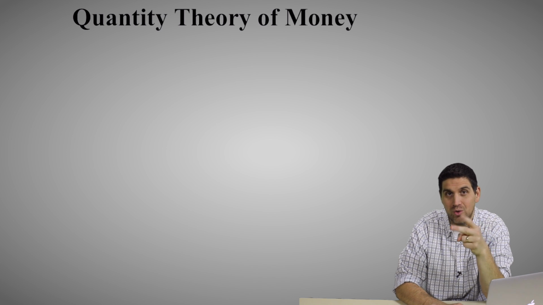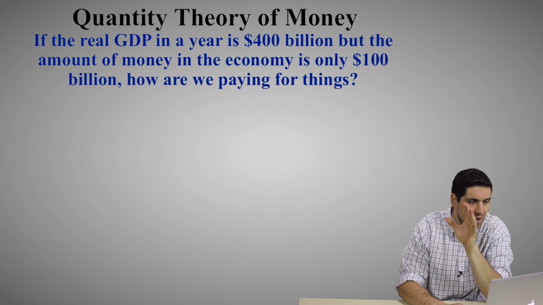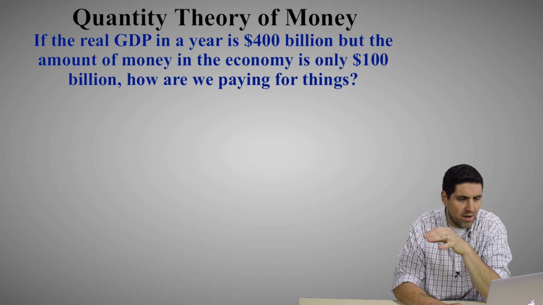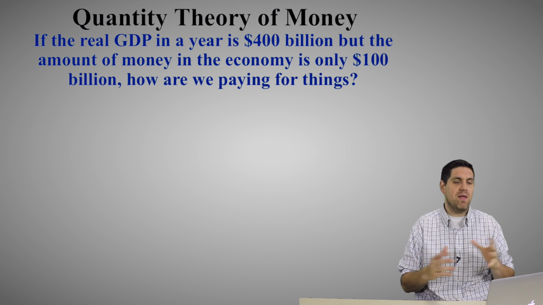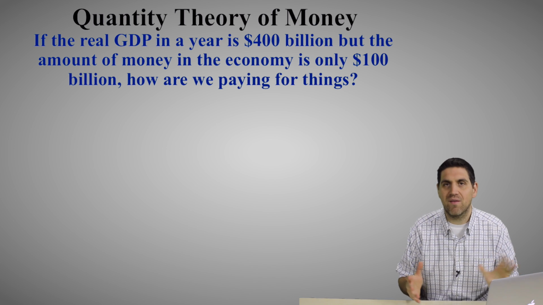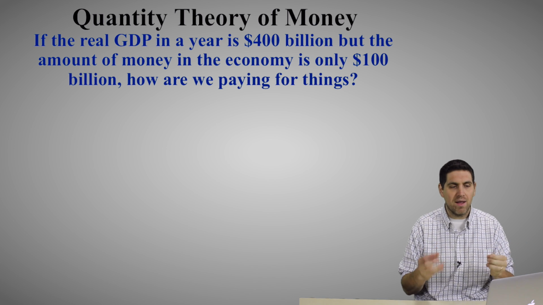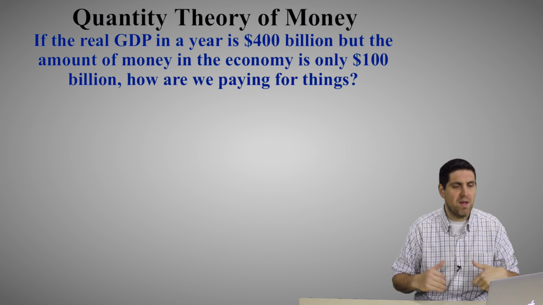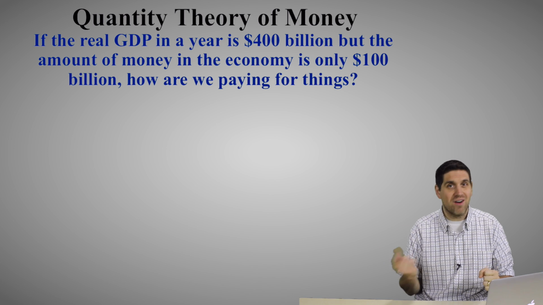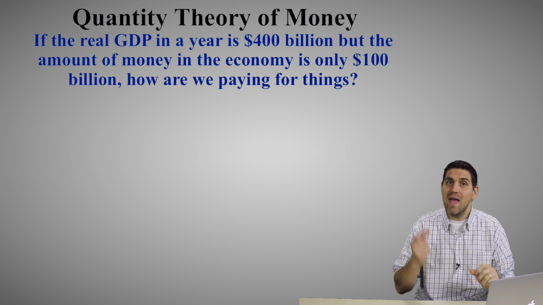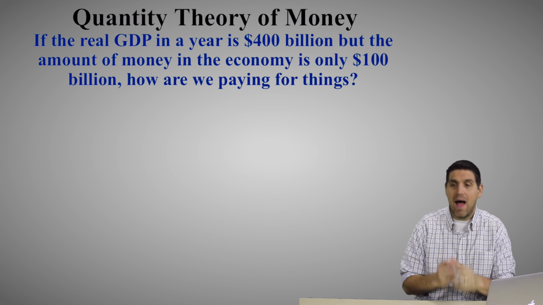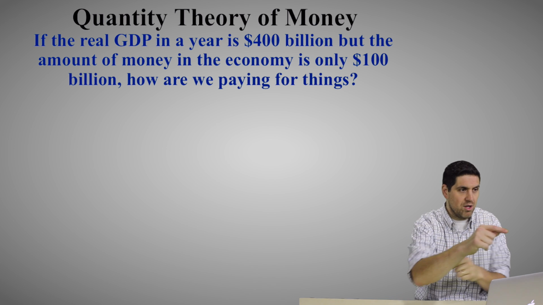I'll get to the second 2 causes of inflation in a second, but the real GDP in a year is 400 billion, but the amount of money in the economy is only 100 billion. How are we paying for things, right? So I'm introducing this idea of the quantity theory of money. If the nominal GDP is 400 billion, and we only have 100 billion out there, how are we paying for things? Well, we're paying for things with that same money, right? I spend it, and then you turn around and spend it, and you turn around and spend it.